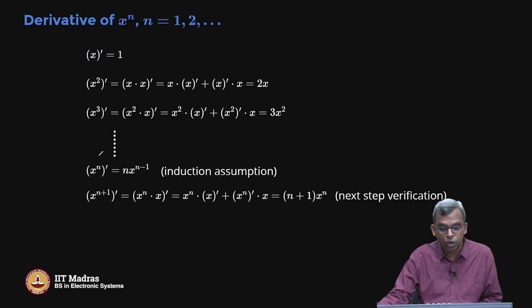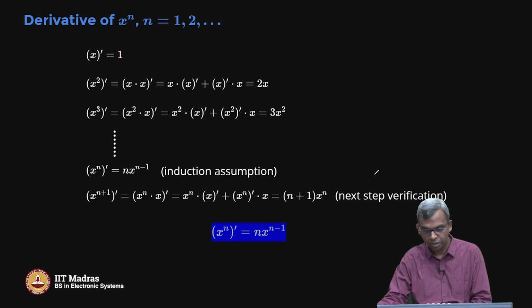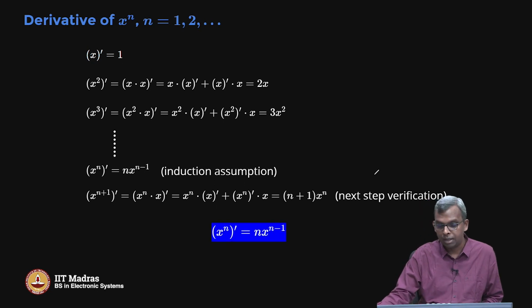So what is true for n is also true for n plus 1. Okay, n plus 1 comes down and the exponent goes down by 1. So it was true for 1, it was true for 2, and if it is true for n, it's true for n plus 1. So true for 2, so it's true for 3, it's true for 4, it's true for 5, true for 6, so on, so on, forever. Okay, so by induction and next step verification, we have proved that x power n prime is n x power n minus 1.